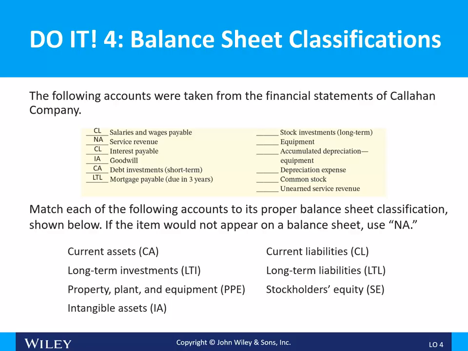Stock investments, long-term. Again, they gave us a little hint saying it's long-term, so it's a long-term investment. Equipment, that is property, plant, and equipment. Accumulated depreciation, equipment. Again, it goes on the balance sheet with property, plant, and equipment. Depreciation expense. It's an expense account. It goes on the income statement, so it's NA for classified balance sheet. Common stock, that goes into stockholders' equity. And finally, unearned service revenue, that goes as a current liability.